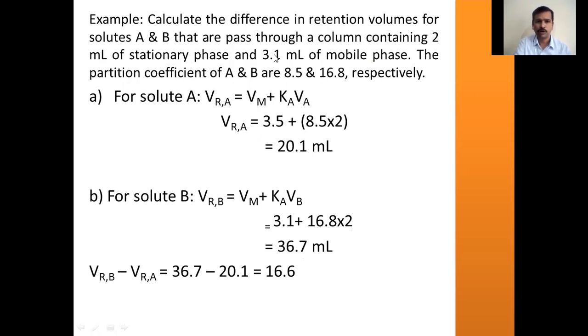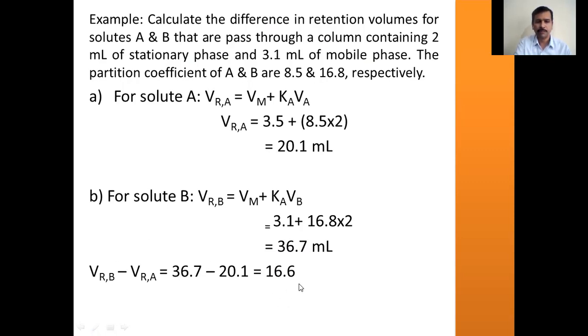Vm is the mobile phase volume, that is 3.1 given. And Vs is the stationary phase volume, that is 2. Ka is 8.5 for solute A, and Kb is 16.8 for solute B. You just substitute, and the retention volume for solute A will be 20.1 and the retention volume for solute B will be 36.7 ml. What they are asking is the difference in retention volume. You will get 36.7 minus 20.1, which is 16.6 ml.